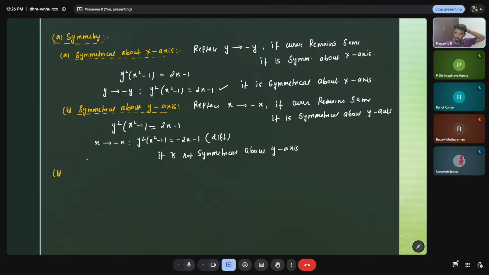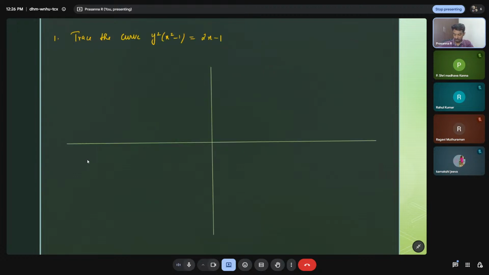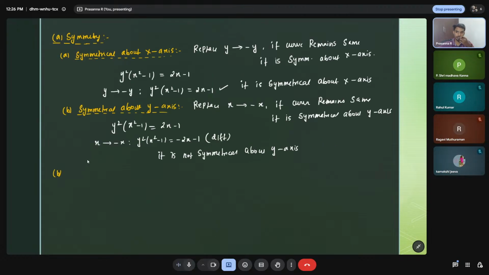Okay. So symmetry. So this graph is symmetrical about x-axis and this curve is not symmetrical about y-axis, right? So symmetry is over. Now the second thing is we need to find whether this curve is passing through origin or not, right? If it is passing through origin, you have to find the tangent at origin.